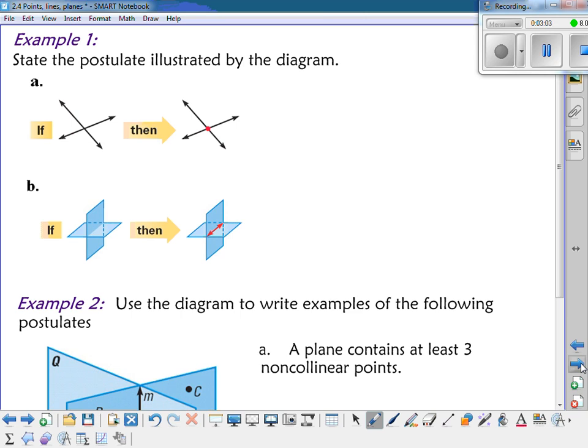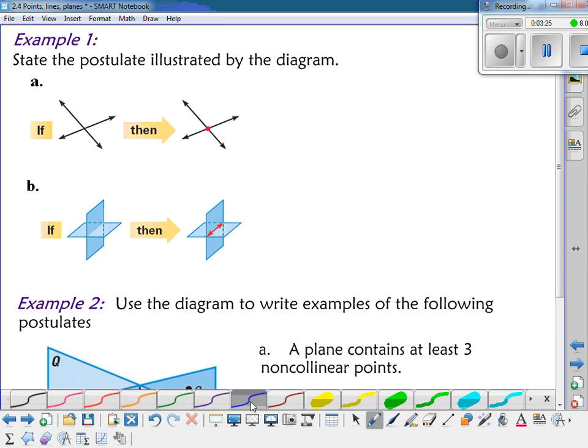For example 1, we're going to state the postulate that is illustrated by the diagram. So if you look at example A, you're given 2 lines with a point. So what postulate does that look like? If 2 lines intersect, their intersection is exactly 1 point.